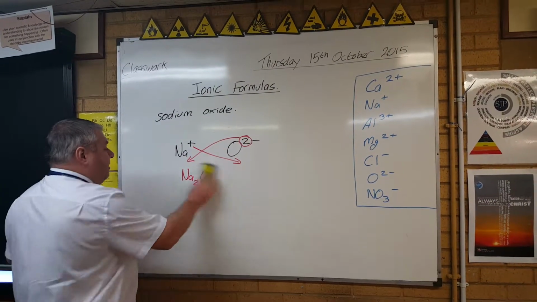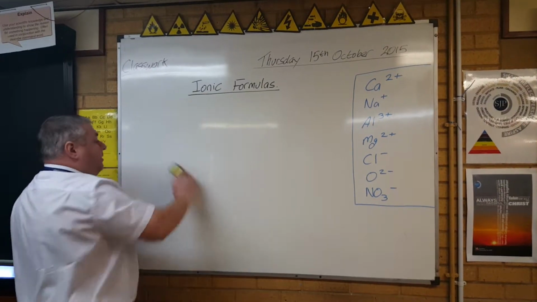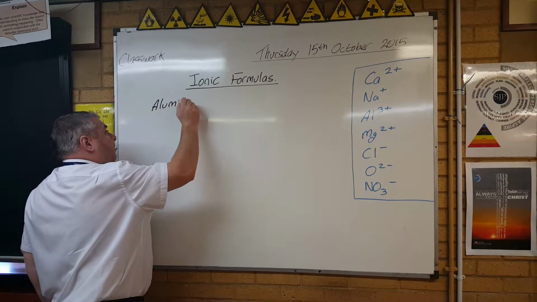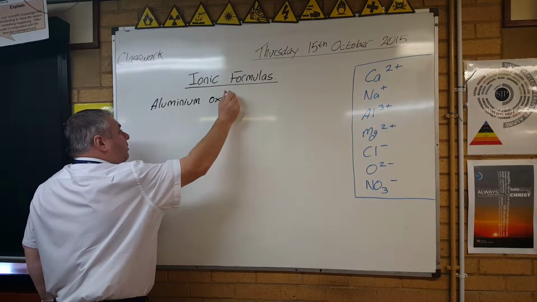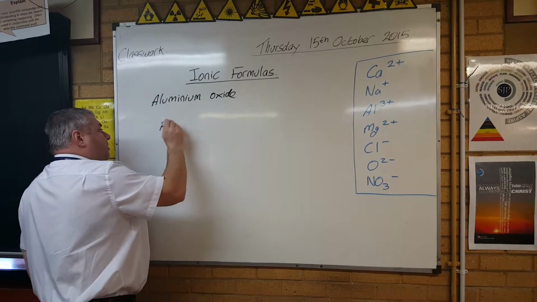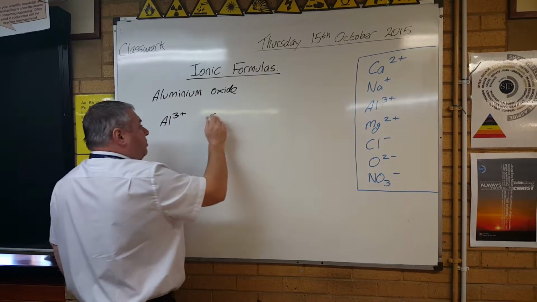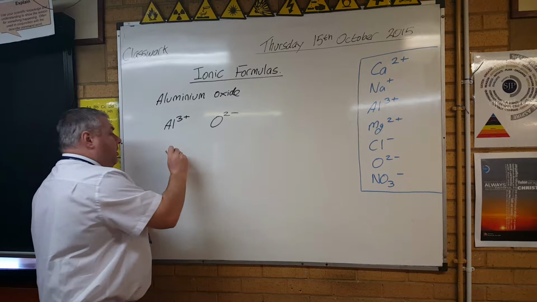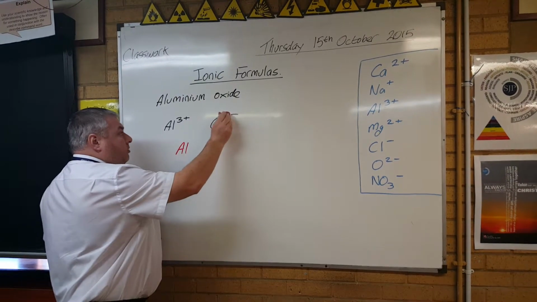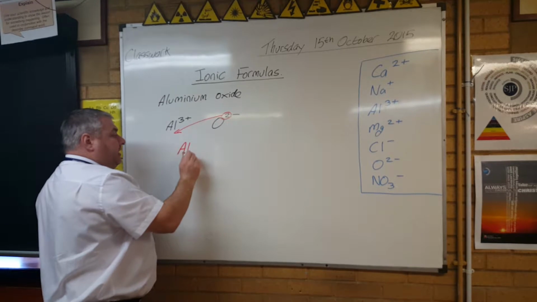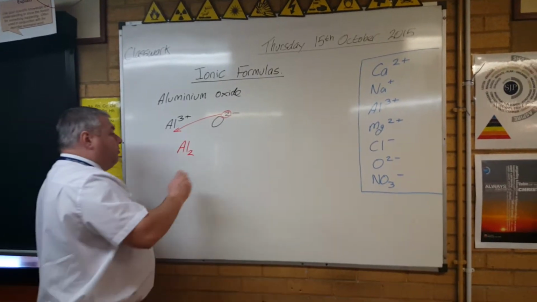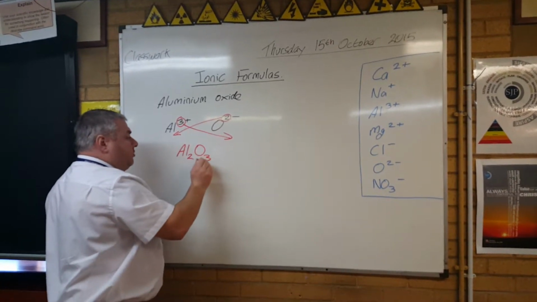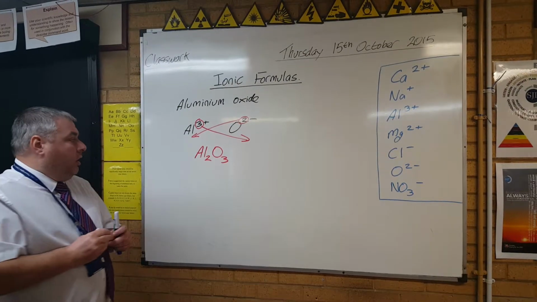Let's look at another one, aluminium oxide. If we look at aluminium oxide, aluminium is 3+, oxygen is 2-. We employ the same rule again. We want to know how many aluminiums we need. We take the number from here and it goes over to here. So we've got 2 aluminium, and then we do exactly the same for the oxygen and it goes over to there. So we end up with the formula Al2O3.